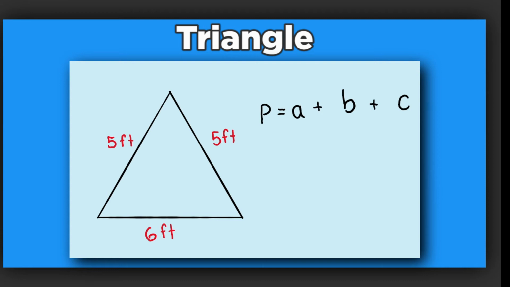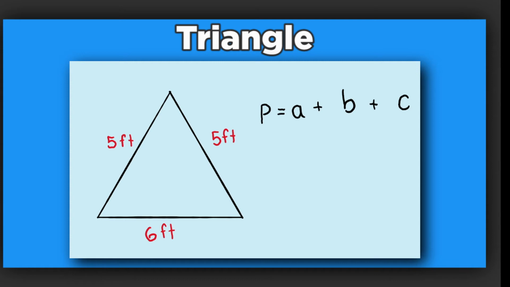Now we are going to learn about the perimeter of triangle. To find the perimeter of triangle, we need to use the following formula. Perimeter, or P, is equal to side A plus side B plus side C. Let's find the perimeter of this triangle.